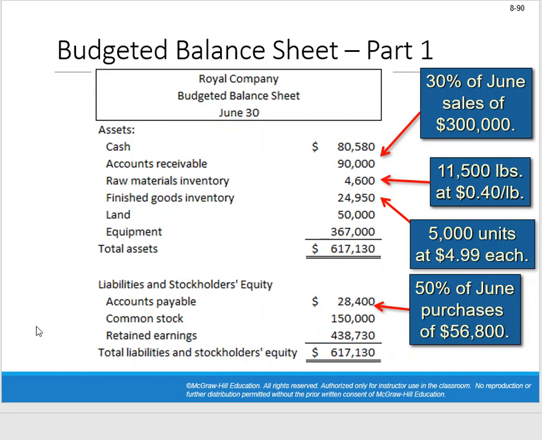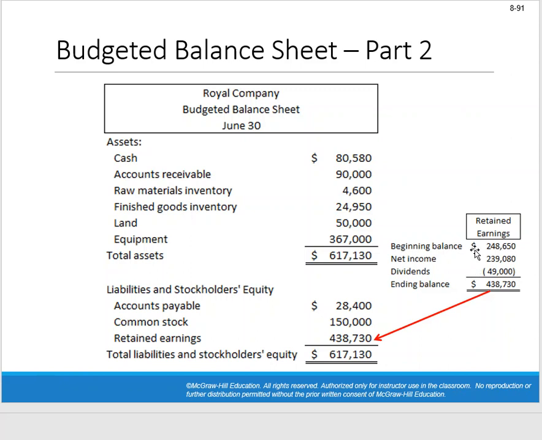Do you remember how to compute retained earnings? This is a really critical bit of knowledge that you should remember from financial accounting. But in case you don't, here's your quick refresher. You're going to take your beginning retained earnings balance, add your net income, which you needed to do your income statement first so you can compute your net income of $239,080. And then you subtract $49,000 of dividends and you get your ending balance of $438,730. And once you plug that in, your balance sheet should balance.